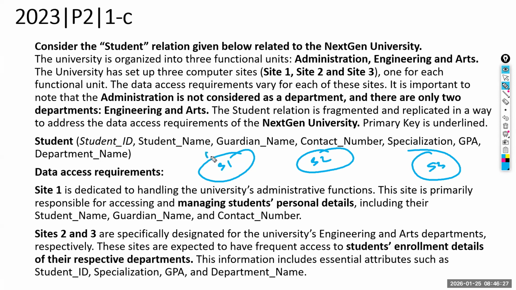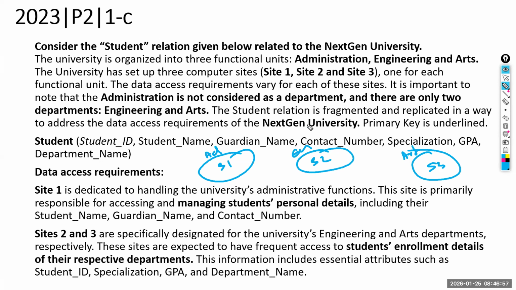Admin, engineering, art. One for each functional unit. The data access requirements vary for each of these sites. It is important to note that administration is not considered as a department, and there are only two departments: engineering and arts.